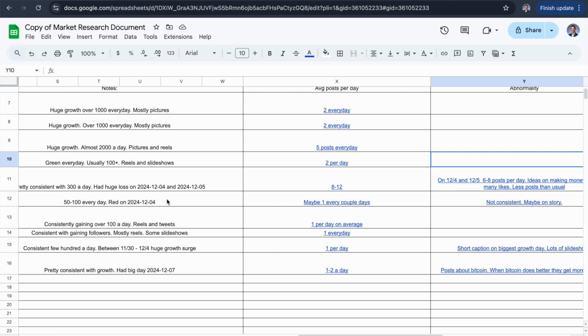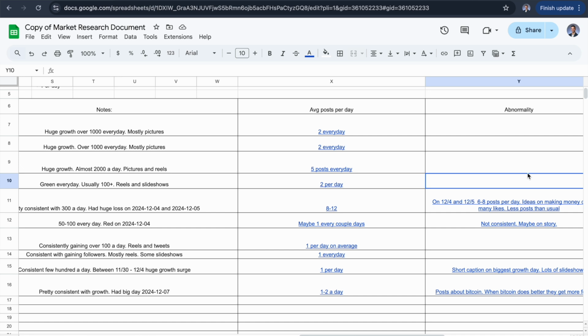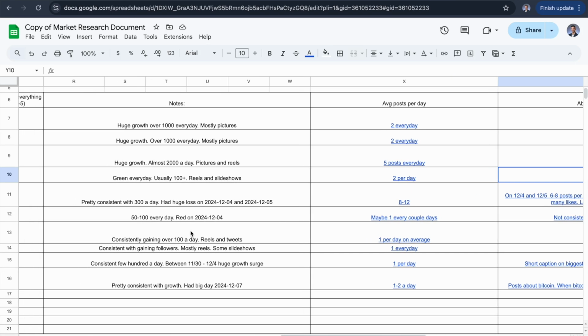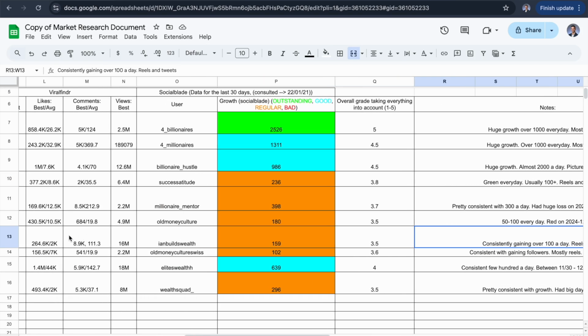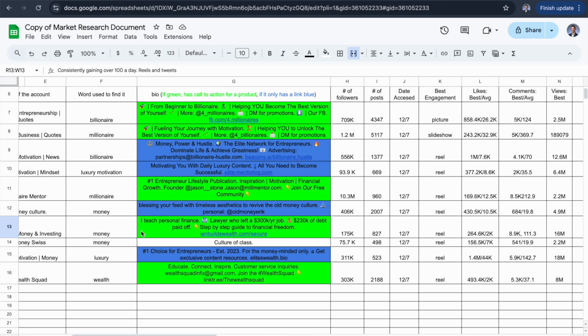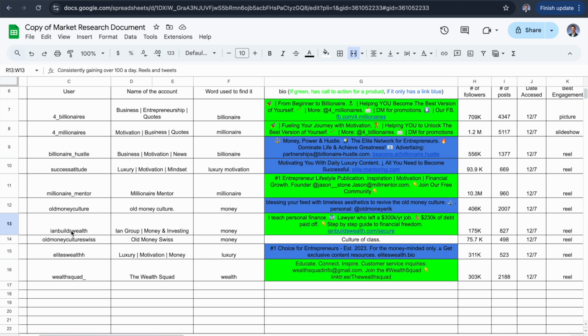Oh, I also put some notes here of what they post, like mostly pictures and reels and slideshows. So if I didn't put something in this abnormality column, I put it in this notes column, because there weren't 1 or 2 days that were different. So I was just noting what they post. So reels and tweets. So this person is actually more of an influencer who's teaching finance, teaching personal finance. Let's see, his name, Ian Builds Wealth.